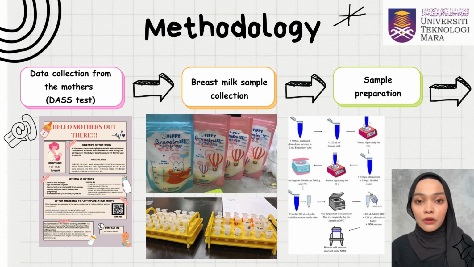Next is sample preparation. The milk samples undergo 2 rounds of centrifugation to obtain skim milk for further analysis. The proton nuclear magnetic resonance NMR analysis is performed on the sample. The samples are mixed with a chloroform or methanol mixture, vortexed, and centrifuged. The aqueous fraction is dried and reconstituted in a phosphate buffer solution for NMR analysis.